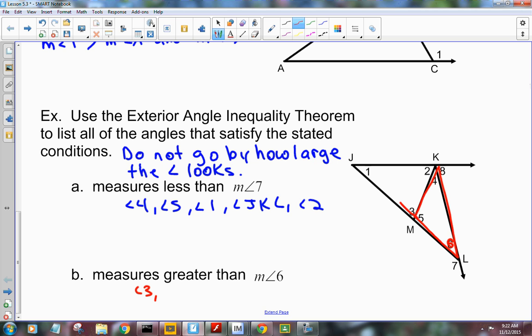Okay, so is there another triangle that 6 is a part of? This bigger one, huh? Isn't it part of this bigger one as well? So if it's part of that bigger one, is there an angle greater than 6? Is there an exterior angle that's part of that? 8 is an exterior angle, 6 is its remote interior angle. So angle 8 is going to be greater than angle 6 also, okay?